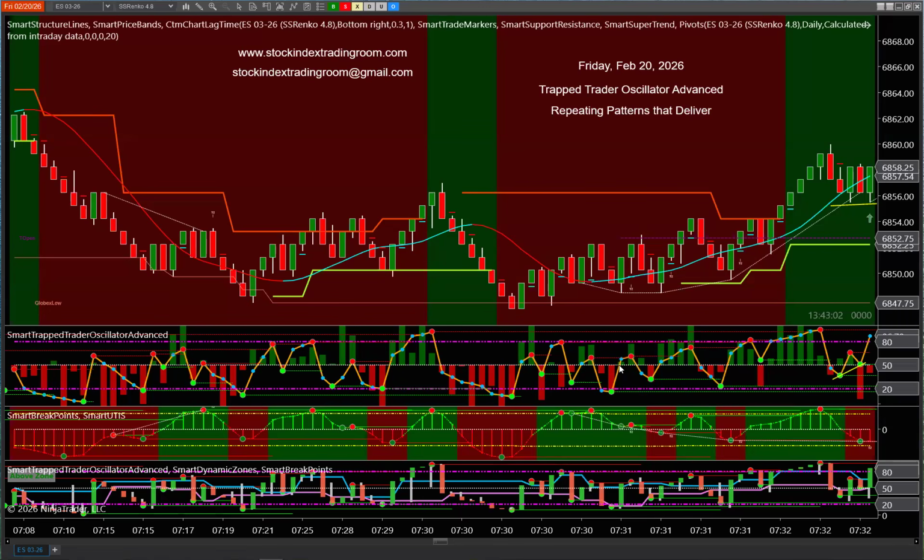We're going to be looking at Trapped Trader Oscillator Advanced here and looking for some patterns that will give you some insight into how you can take advantage of building order flow to get in front of future price movement. Now, wouldn't that be nice if we could get in front of future price movement?